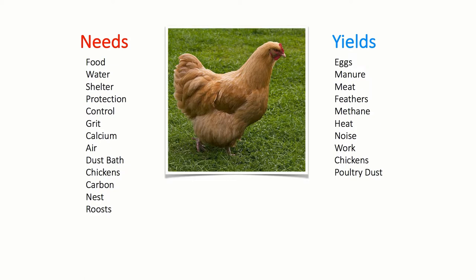And you know, one of the best ways to illustrate this is just to think about a chicken. What are all the things that a chicken needs? Yeah, water, food, grit, shelter, protection, calcium, air, dust baths, other chickens. It needs carbon for its nests, roosts, stuff like that. And then for its yields, it yields things like eggs, manure, meat, feathers, methane, heat, noise, work in terms of scratching, and it yields other chickens, poultry dust, all that kind of stuff.